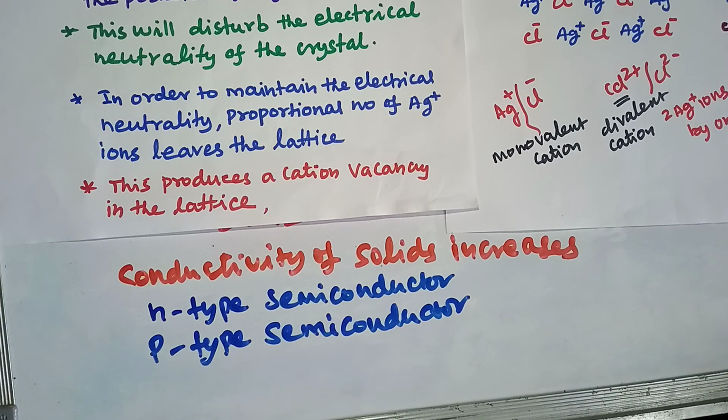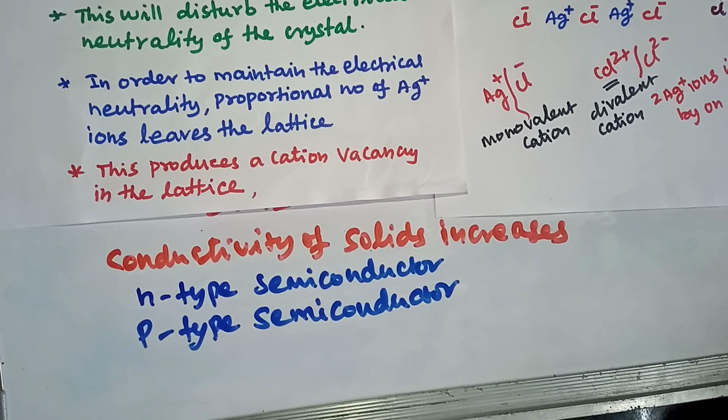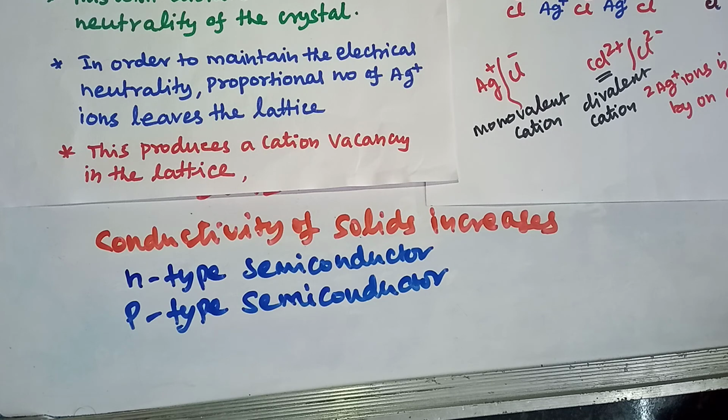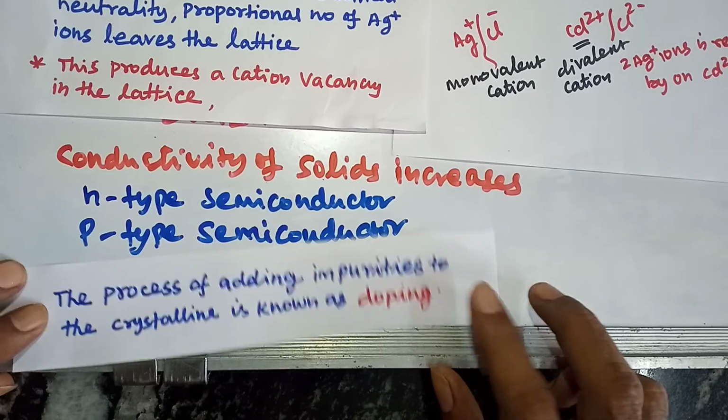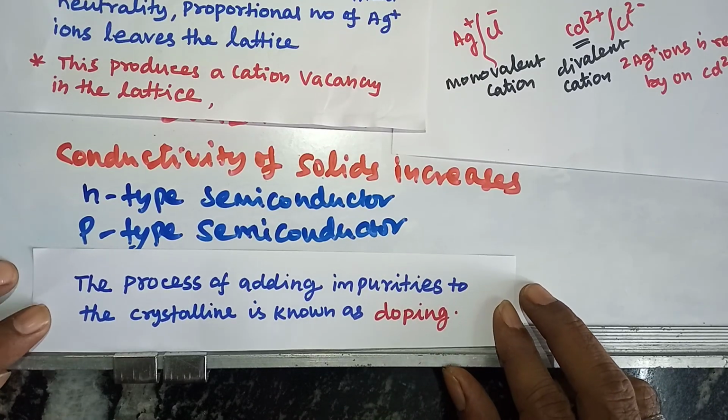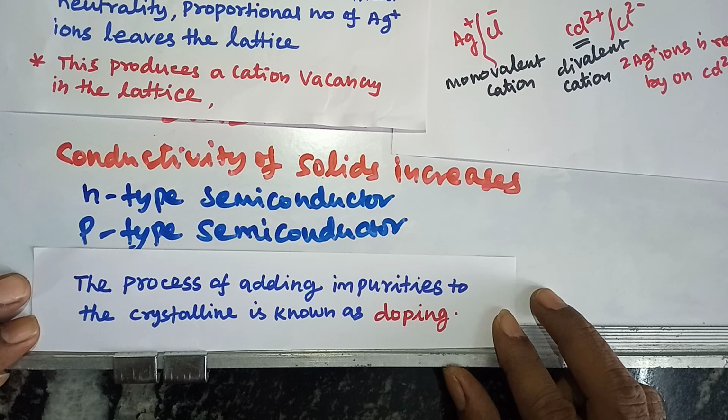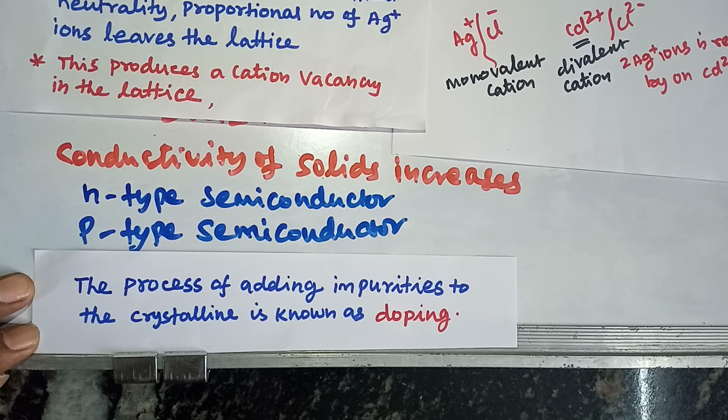The addition of impurities to the crystal is called doping. So we add the impurities externally, and this addition process is called doping. We can say that the process of adding impurities to the crystal is called doping.